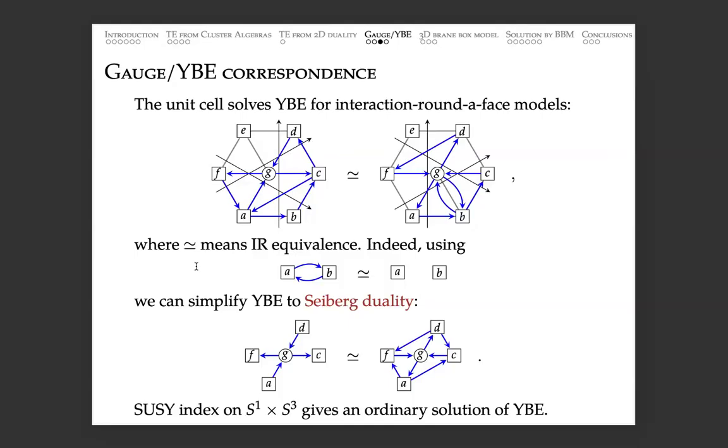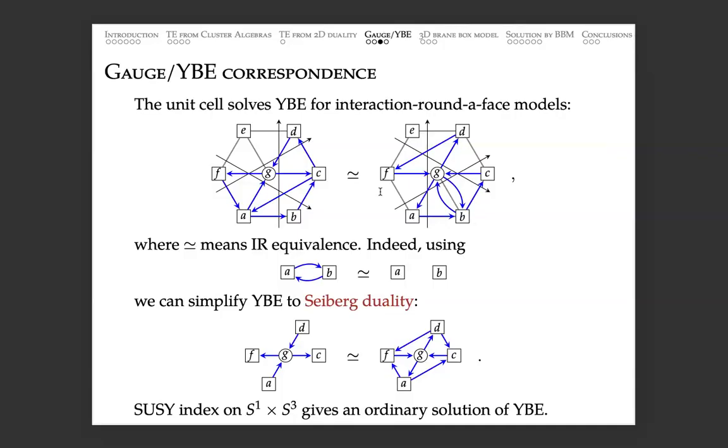But in the infrared, the two theories exactly describe the same physics. So these two quantities you calculate in the ultraviolet must be equal. Okay, and in this way you can obtain some numerical solutions of the Yang-Baxter equation. So this is the gauge/YBE correspondence.